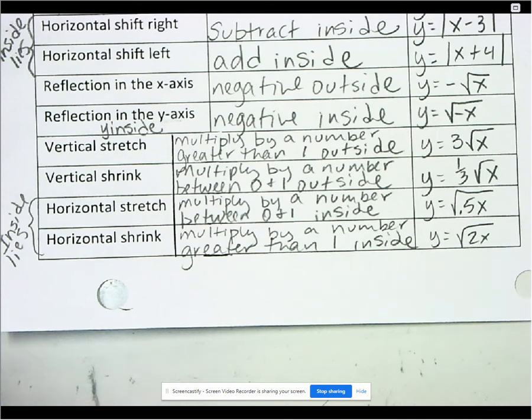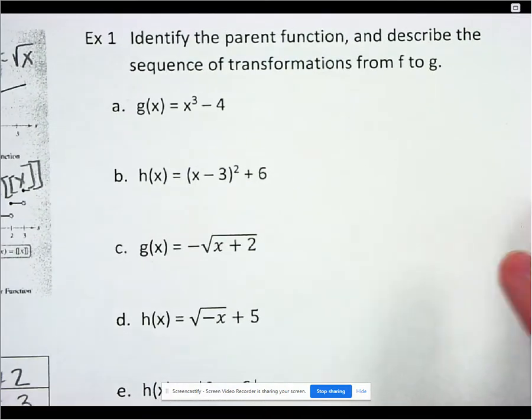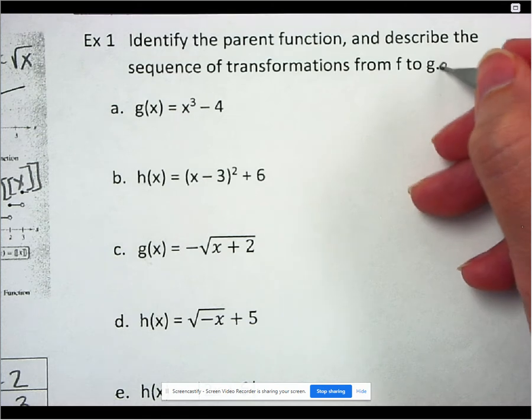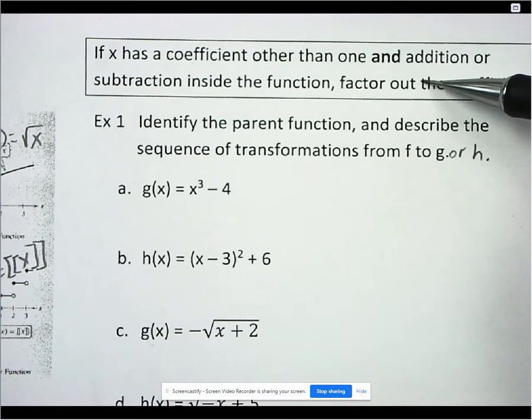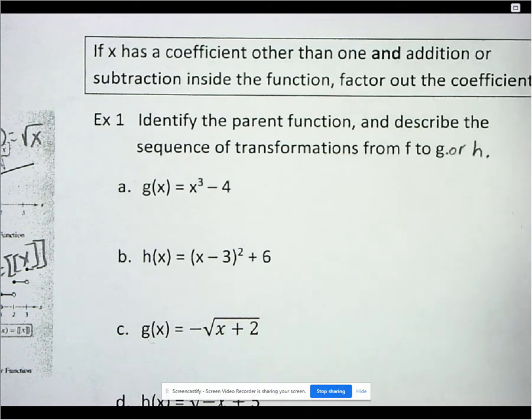Okay, so we're going to do some problems. For example 1, we're going to identify the parent function and describe the sequence of transformations from f to g. So the parent function is going to be f. The g or h function is going to be the transformed function, and we're going to describe the transformations. And this box up at the top, we're going to come back to that when we get to E.